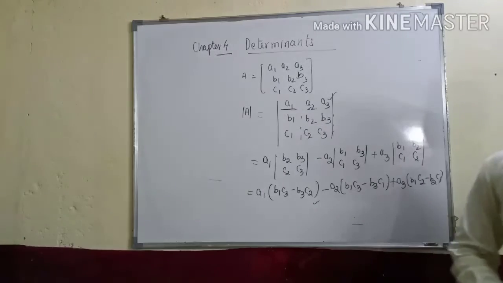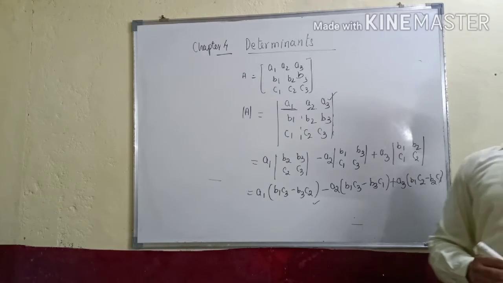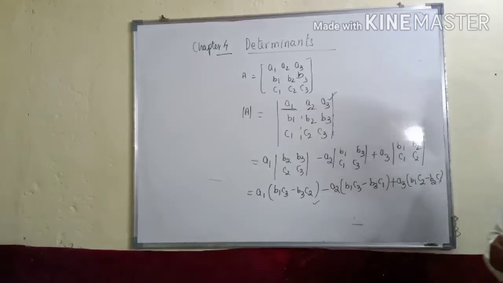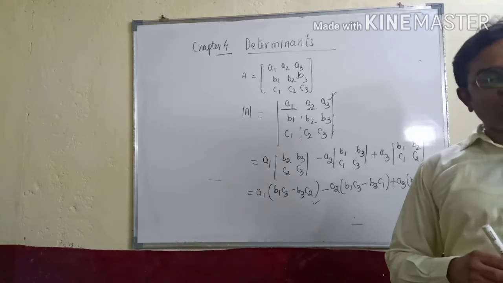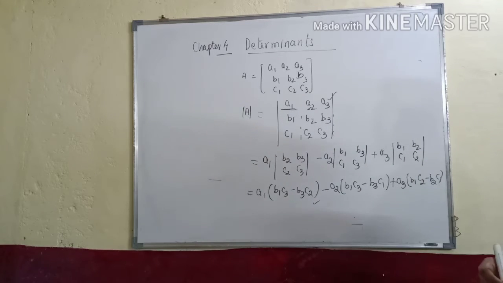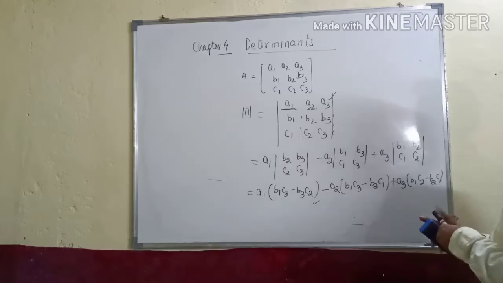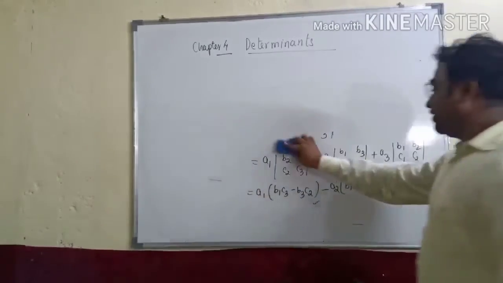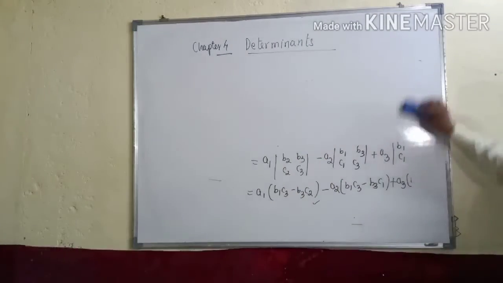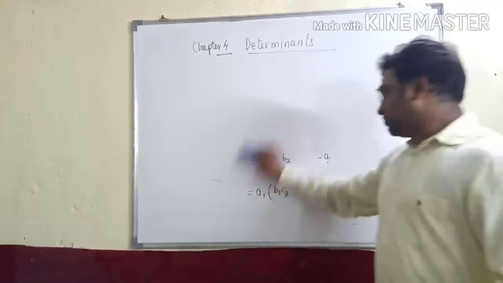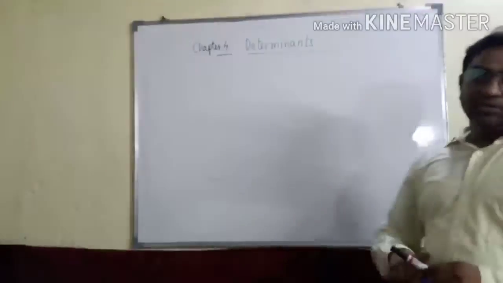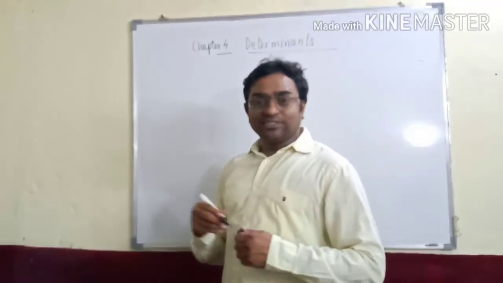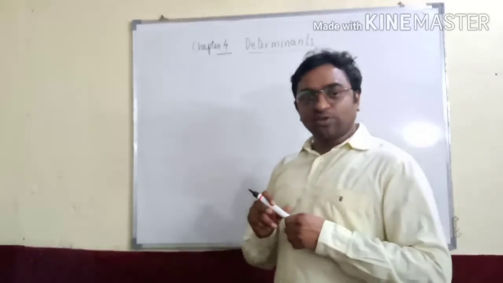So this is the easiest way to operate on any third order determinant, and we will take one example for it. It will be very easy to understand. Just have a look. If you want to understand it, you can pause the video and note it down also. That will be very easy for you. Now we will take one example for better understanding of the topic.